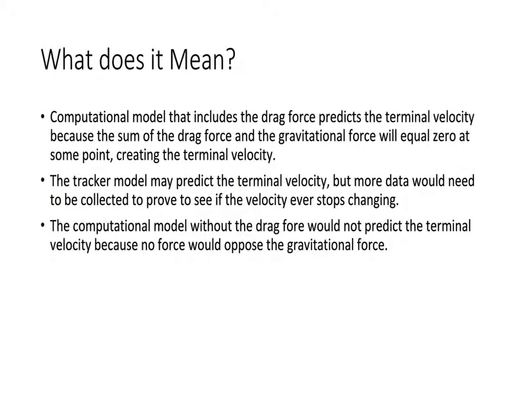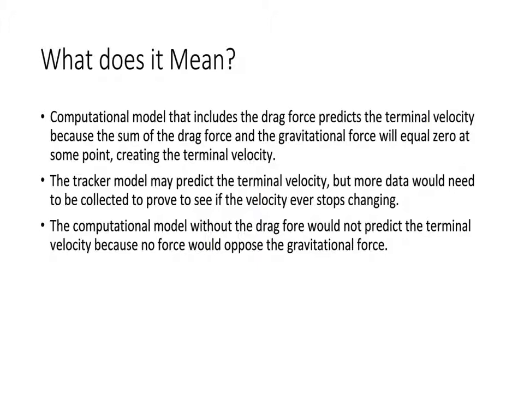The "what does it mean" question asked me to examine a velocity versus time graph and decide which model predicts the terminal velocity. The computational model that includes the drag force predicts the terminal velocity because the sum of the drag force and gravitational force will equal zero at some point, creating that terminal velocity. The Tracker model may predict the terminal velocity, but more data needs to be collected to see if the velocity ever stops changing.